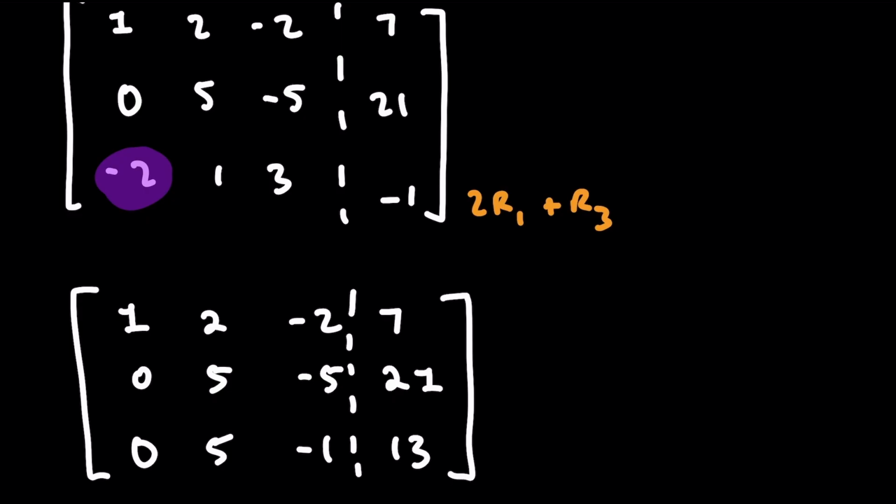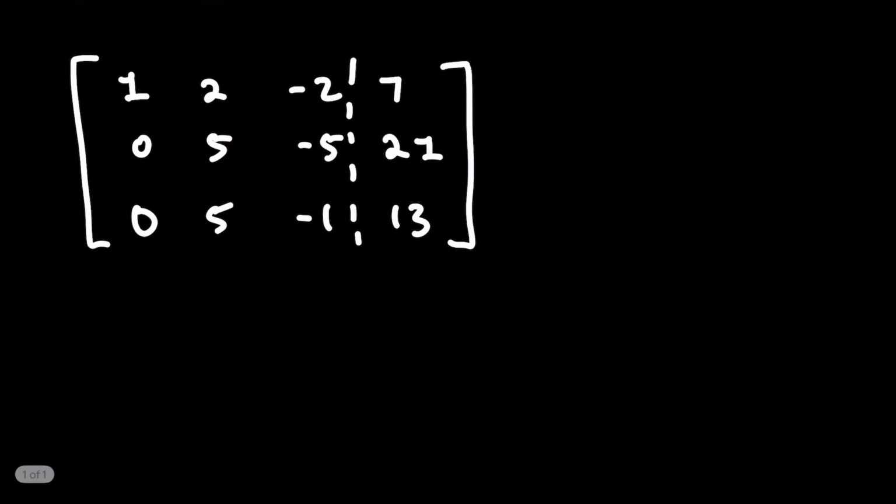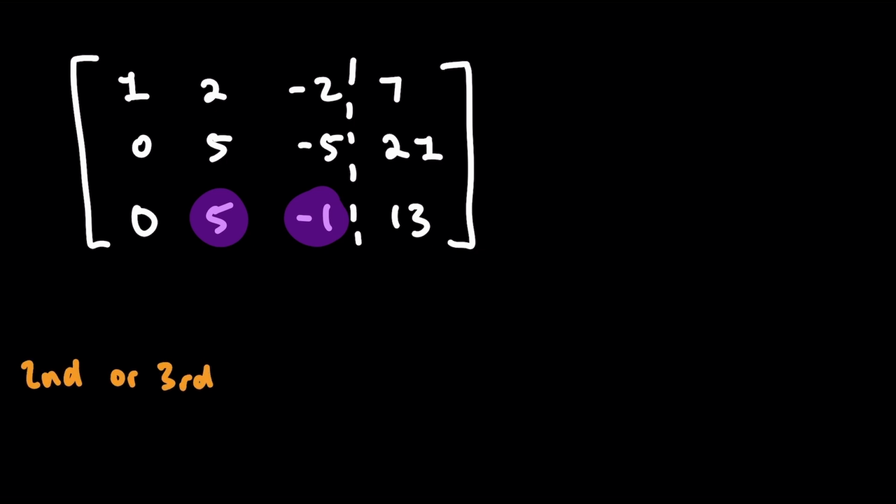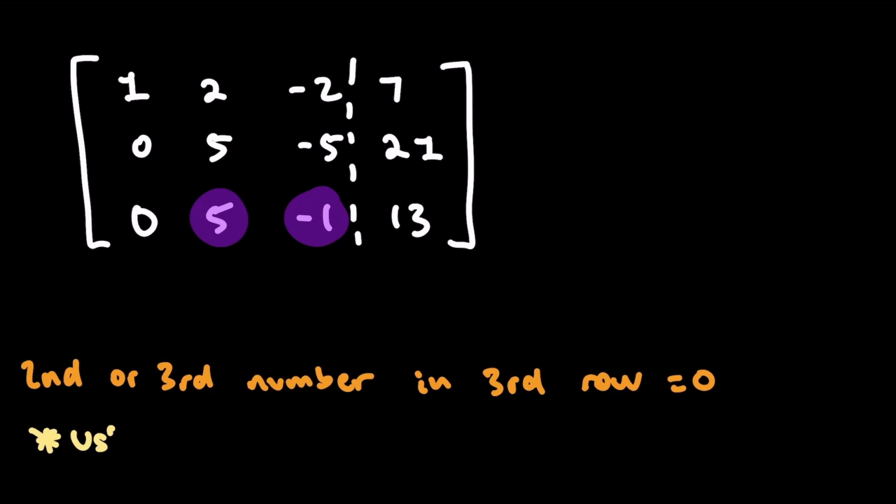And there you go. Now the last step that I have to do is make either this number here or this number here equal to 0. So what I have to do is make the second or third number in the third row equal to 0. And this time I have to use the second row. The reason we're using the second row is we don't want to accidentally get rid of this 0 we spent so long trying to get.